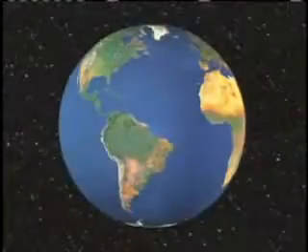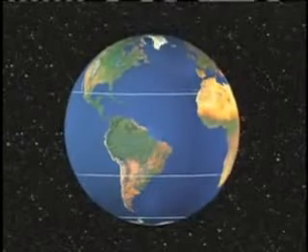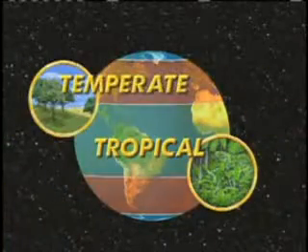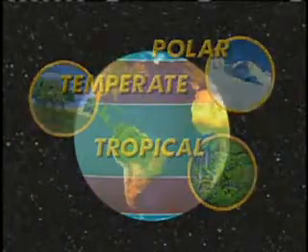The climate of any place is determined by two main factors: temperature and precipitation. The Earth is divided into three major climate zones based on the average temperature of these zones. They are the tropical, temperate, and polar zones. Can you determine what climate zone you live in?